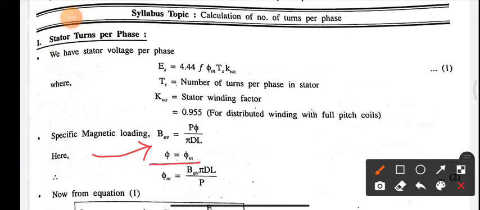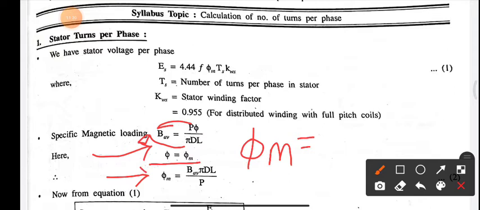Here flux phi is nothing but the maximum flux per pole, right? So here we can make phi m equal to, if we take phi equal to phi m and take pi dl over here and p also over here, we will get the final equation for phi m. So if a specific magnetic loading is given and you are not provided with the flux or phi m, we can easily derive it from this equation.